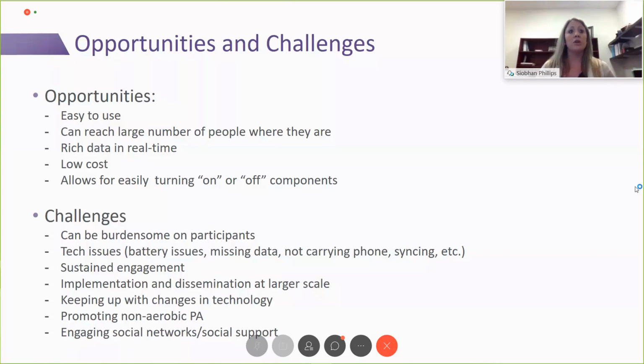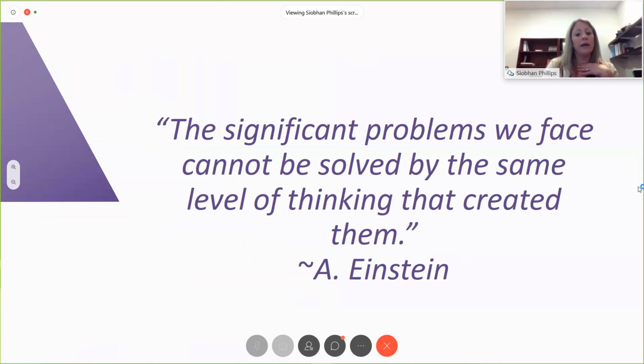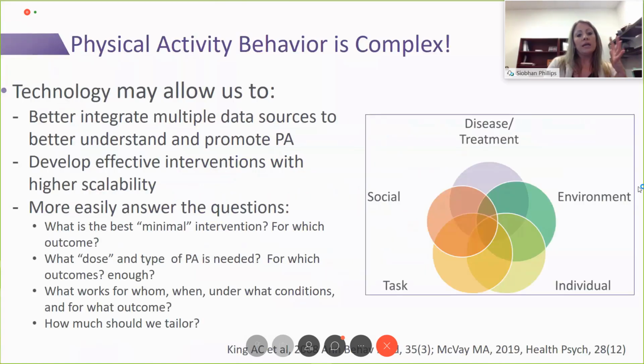And if it needs to be calls or video chats, or if there's a way to make technology do some of that work for us. And so, just wrapping up here, I think this is one of my favorite quotes: "Significant problems we face cannot be solved by the same level of thinking that created them." I think it's important to take a few steps back and consider what we're dealing with here.